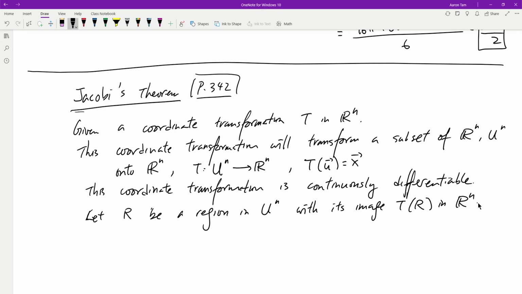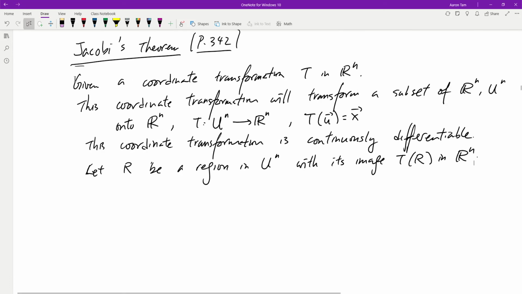So once again, R is in the polar coordinates and T of R would be in the xy coordinate system. If you want to make a note for yourself, you should. Here U^n is basically our curvilinear coordinate space, while Rn is our typical rectangular coordinate system. So what does the Jacobian theorem state?